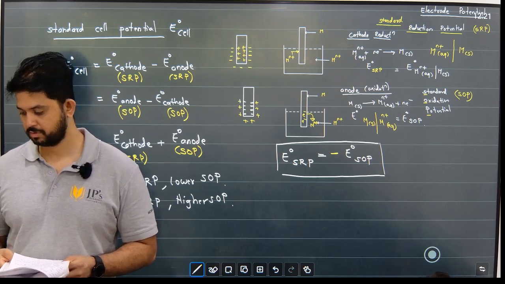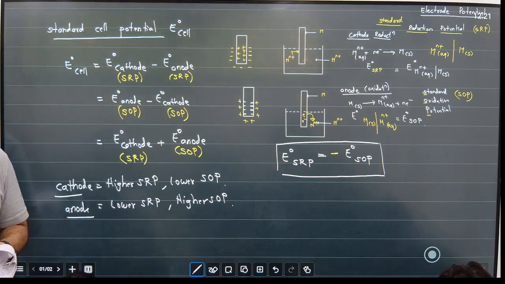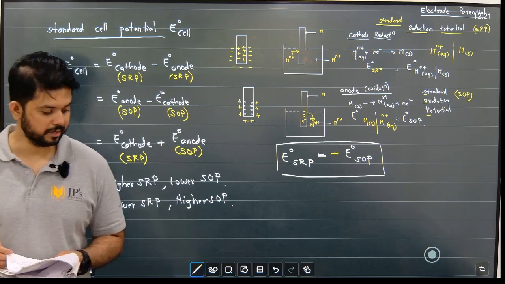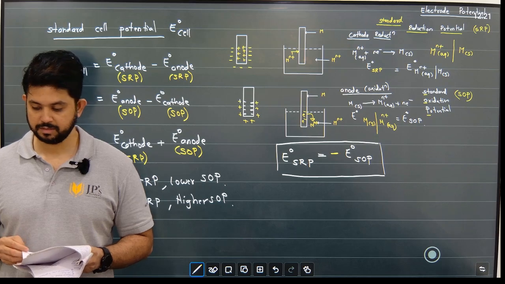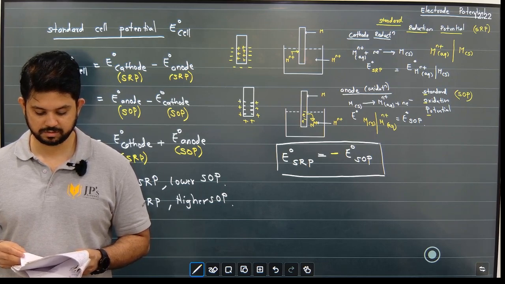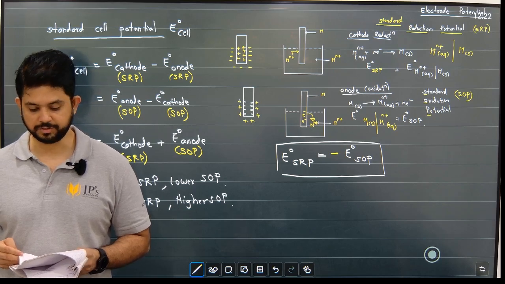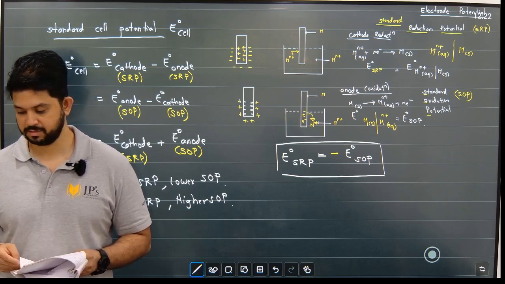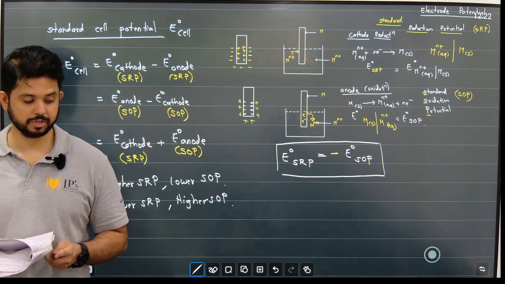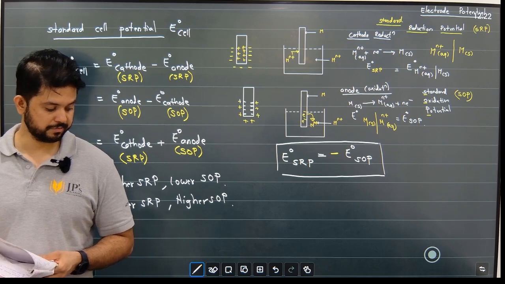Note. The given value of electrode potential is regarded as reduction potential unless specifically mentioned.